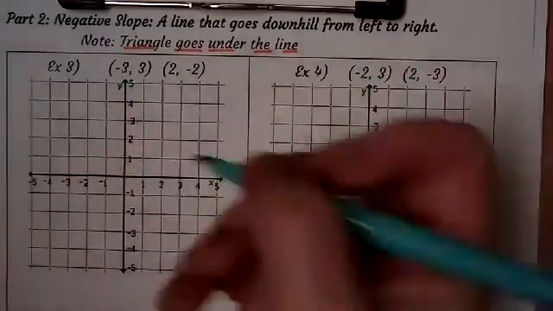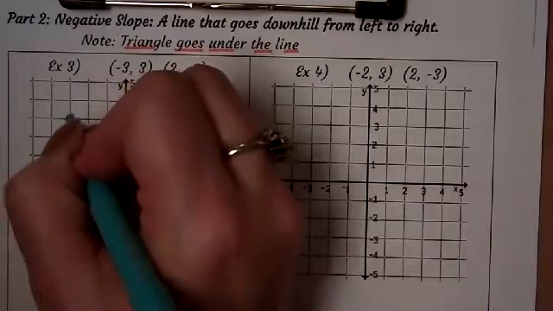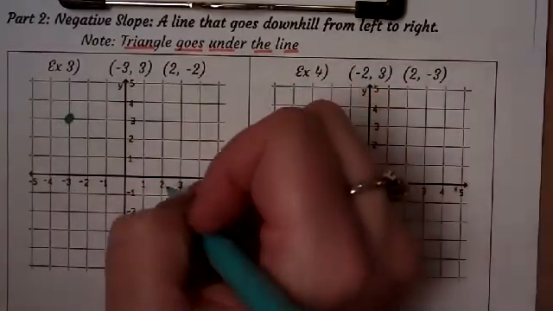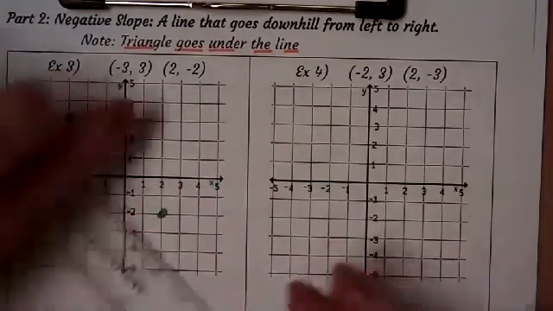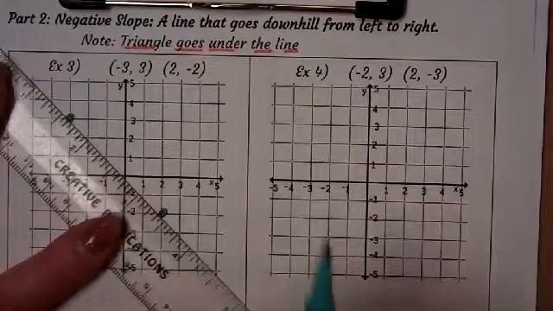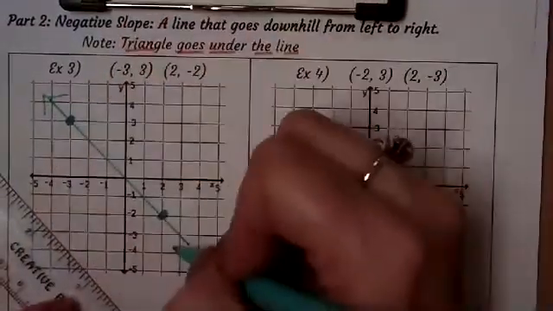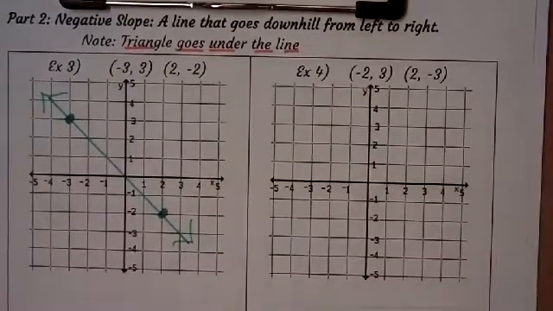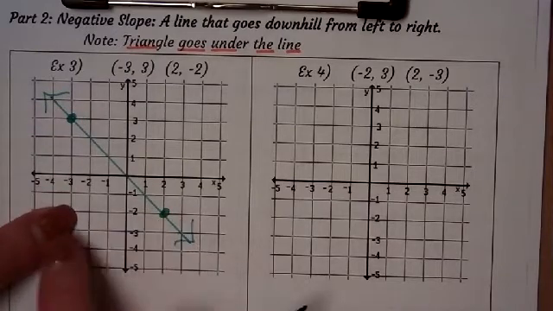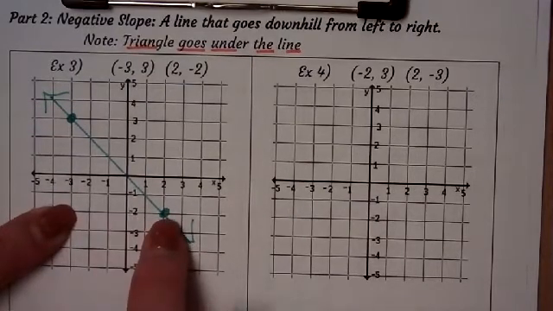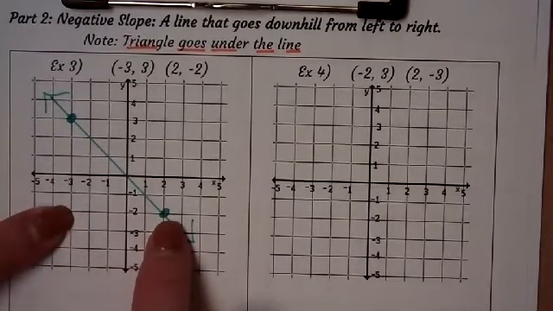Our first point is negative 3, 3, right here. Our second point is 2, negative 2. It's right there. I'm going to lay my ruler down. Okay. Now, take a look right here. See what I'm saying? From left to right, you're going to go down and over. Always go in the right direction. So down and to the right.